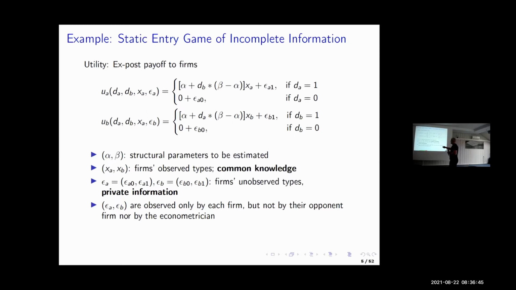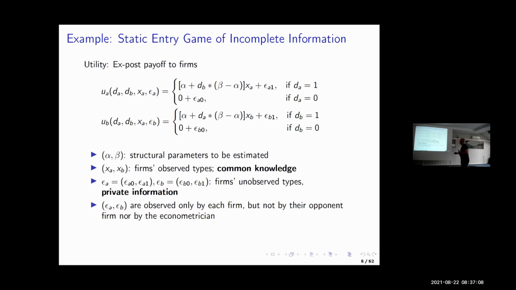You see here that it's already a game. This is a payoff for firm A, and the decision for firm B is entering into the payoff for firm A. And you can see alpha and beta here; those are the parameters we want to estimate.